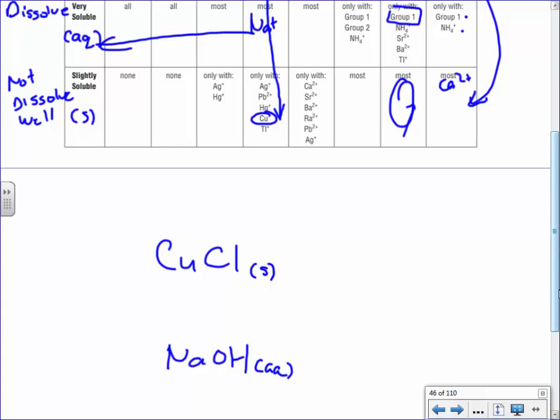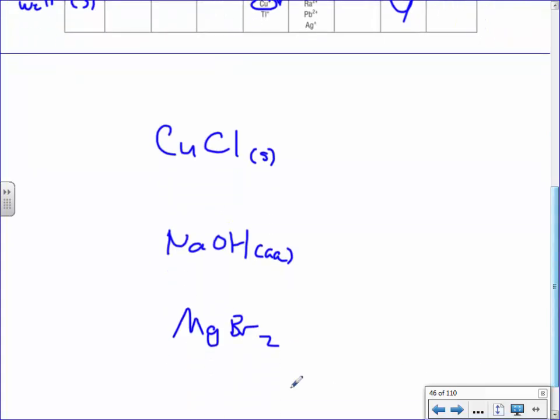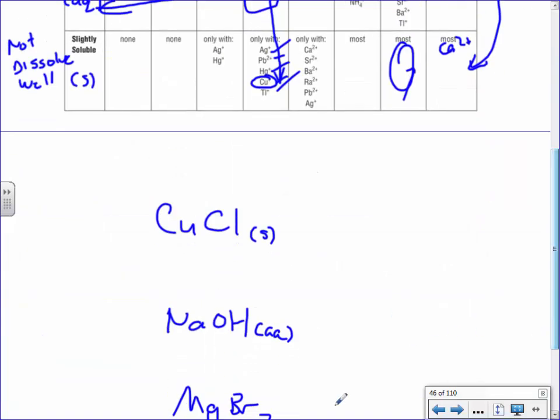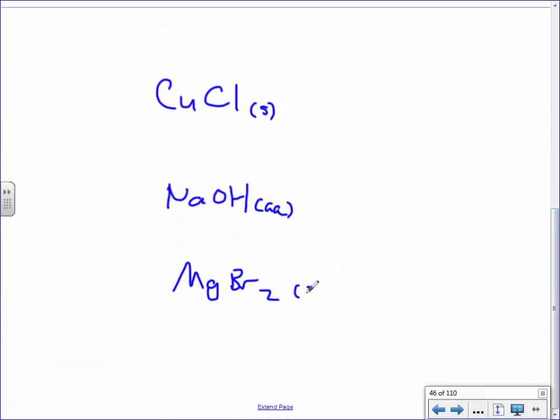That makes sense? And then for the last one, magnesium bromide, we need to find the bromine column, which is actually the same thing as the chlorine column. Bromine is not one of my 5 exceptions, which must put it in the top, in most, which means it does dissolve. So I would expect magnesium bromide to dissolve in water. Do you have any questions on that?